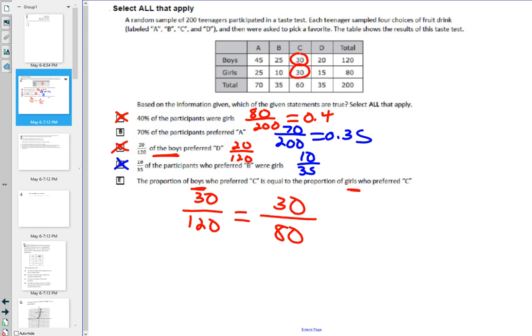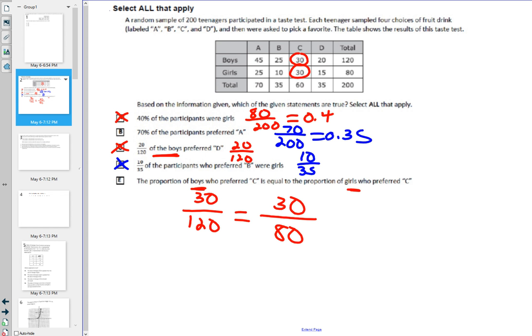So is 30 out of 120 the same as 30 out of 80? Well, we can tell since the numerators are the same and the denominators are not, that's not going to be true. You could divide it if you wanted to confirm it. You could do 30 divided by 120, which would give you 0.25. Or we can do 30 divided by 80, which is like 0.375, I think. They're not the same.